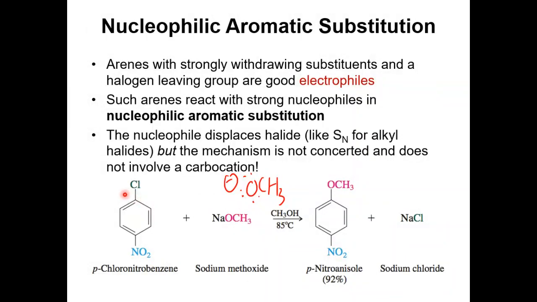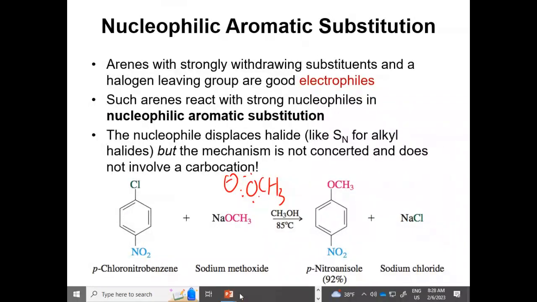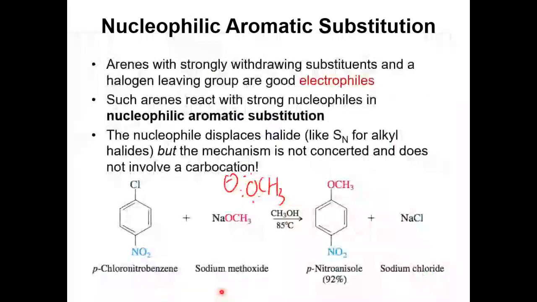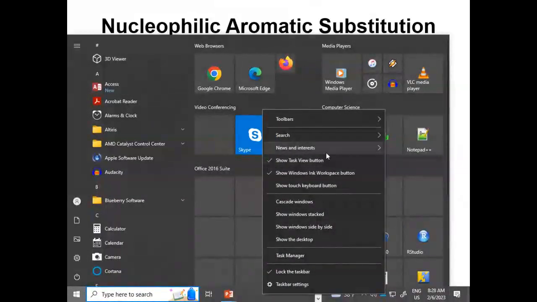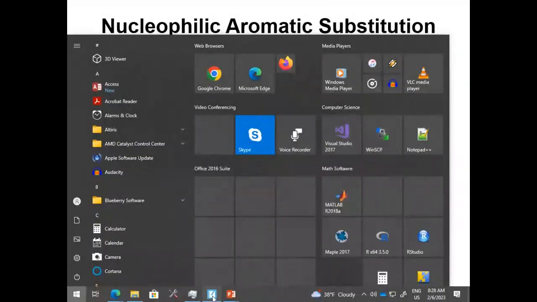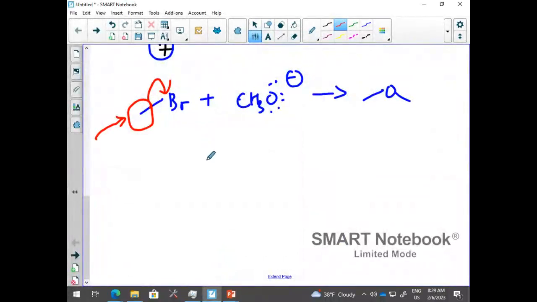Now, how about SN1? SN1 means you have to form the phenyl carbocation. And the phenyl carbocation, I believe I went through this in the organic one. This kind of carbocation is a very unstable carbocation. It is no better than a primary carbocation, because whatever group you have here cannot really stabilize the positive charge. It's no better than a primary carbocation.